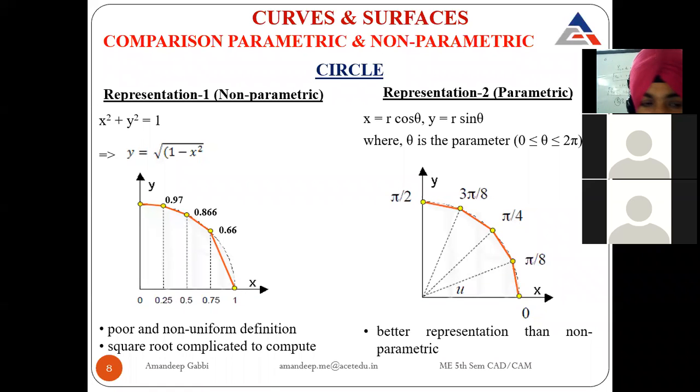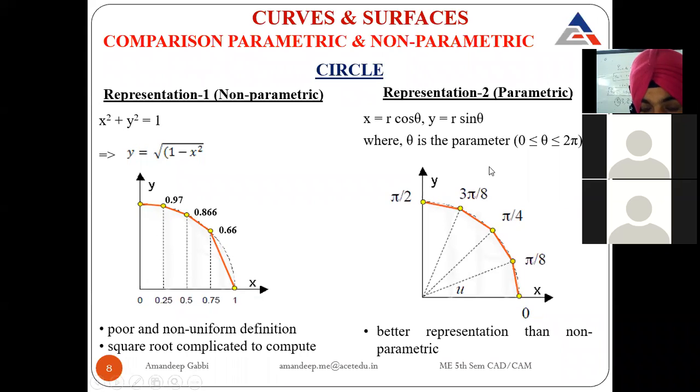So a circle, the formula for a circle is x square plus y square equal to 1, and you can represent it in a parametric equation. X is equal to r cos theta, y is equal to r sin theta. Altogether different coordinates. Now in the first one, y is a function of x only. Y is dependent on x, so that's why we have used this. Now in this case, x and y are dependent on r and theta.